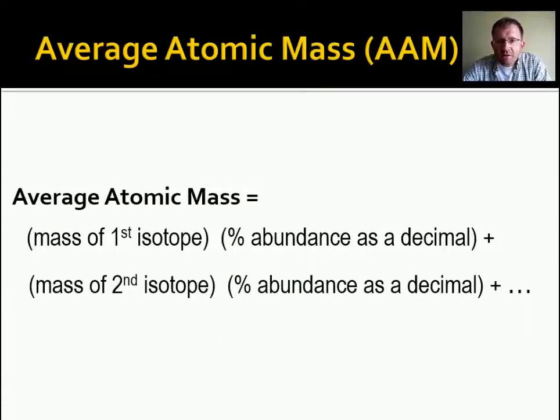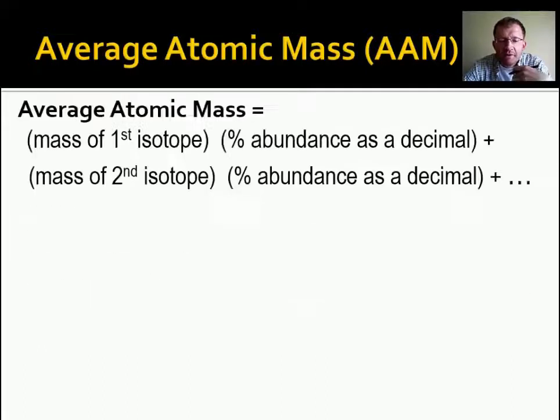This is the equation for average atomic mass. To find average atomic mass, we take the mass of the first isotope of the element times its percent abundance written as a decimal, plus the mass of the second isotope times its percent abundance written as a decimal, and so on. There might be a third, fourth, fifth isotope, and if that were the case, you would have 5 masses times 5 abundances written as decimals. Now, what is this percent abundance written as a decimal business? I just want to show you what we mean by that.